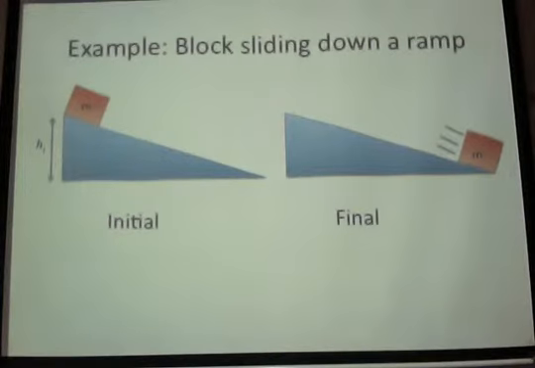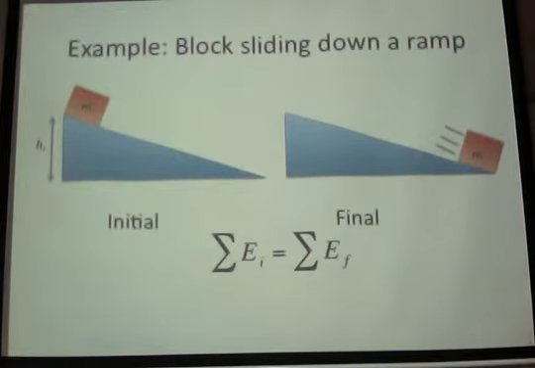Now let's look at an example of that situation. Here we have pictured the initial and final state of a block sliding down a ramp. Initially, we have our block at rest up at the top of the ramp. And in our final state, the block is at the bottom of the ramp and it's moving. In this situation, the ramp and the block are the only objects part of our problem. Conservation of energy says that the total energy in that initial state is equal to the total energy in our final state. Now let's think about what types of energies we would have there.